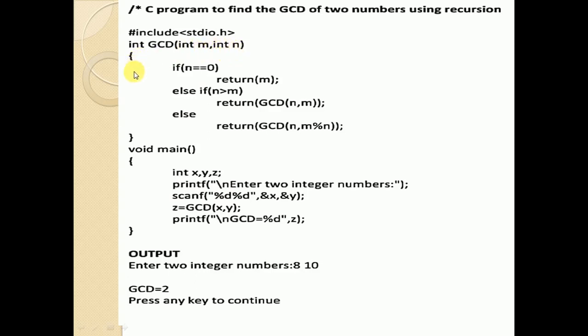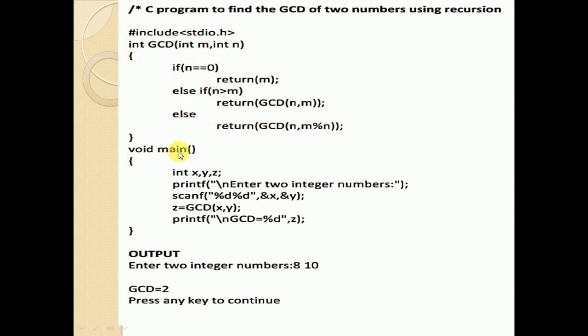In this function we are checking the condition: if n equals 0, then return m. Else, if n is greater than m, then return GCD of n comma m. Else you have to return the GCD of n, m modulus n. So this is how it will find the GCD of the numbers.